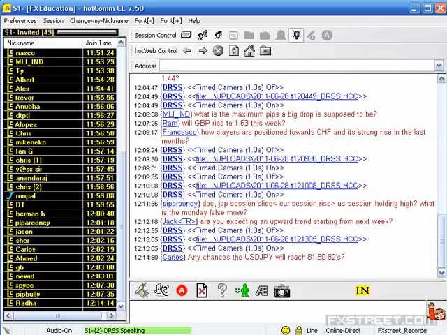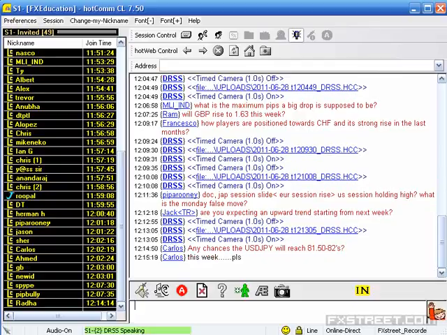Then, MLI asks: what is the maximum pip a big drop is supposed to be? They can do about 150 pips net change as a big drop in the case of euro, or sometimes 250 pips in the case of GBP. And there are certain occasions wherein they can do about 200 to 250 pips during the drop in the case of euro, whenever a liquidity crisis happens.